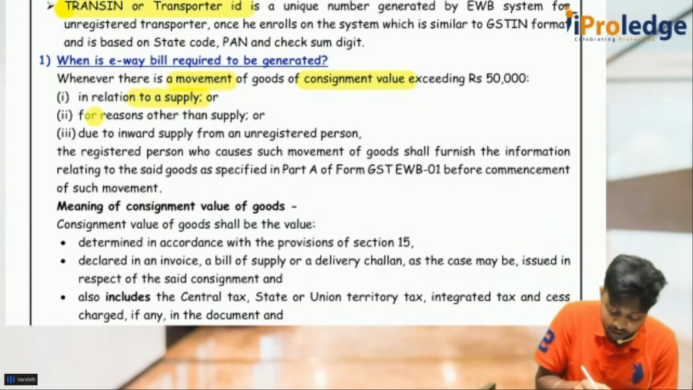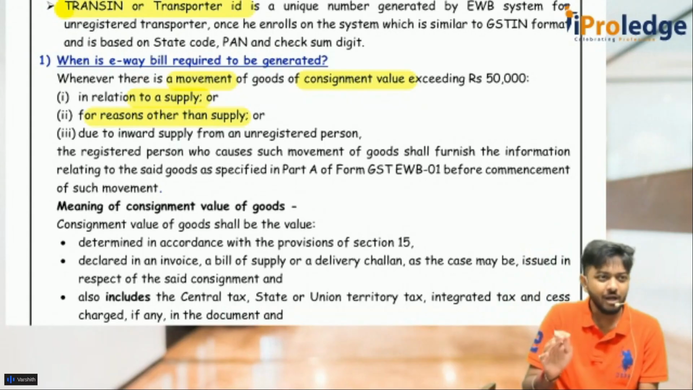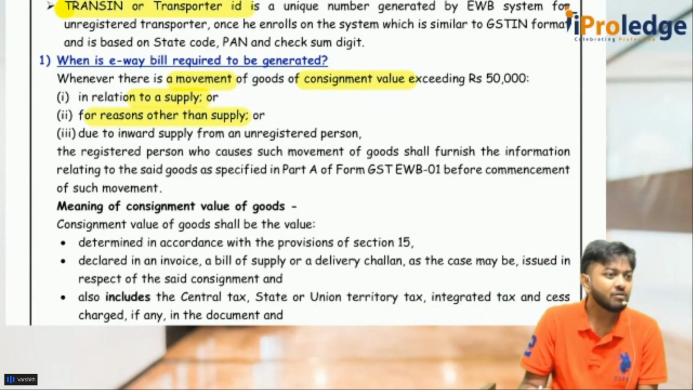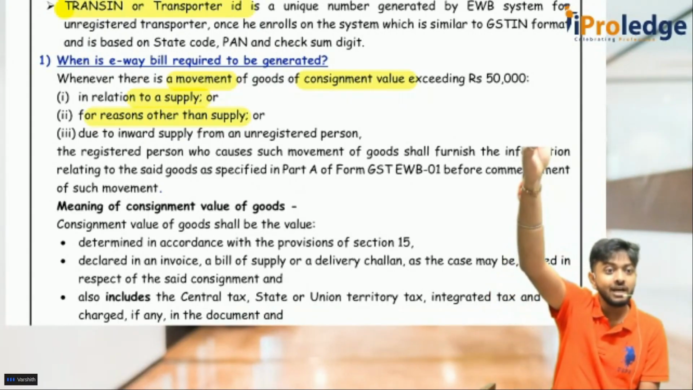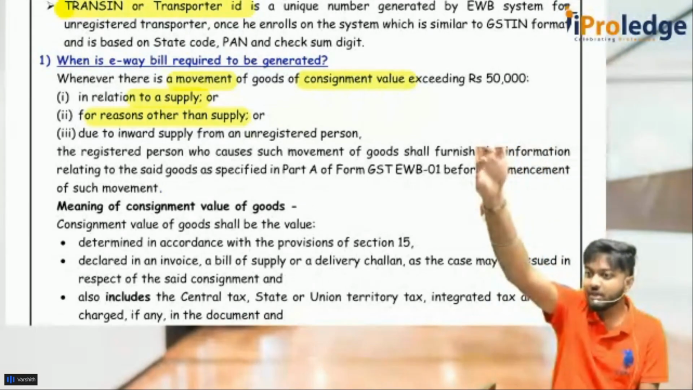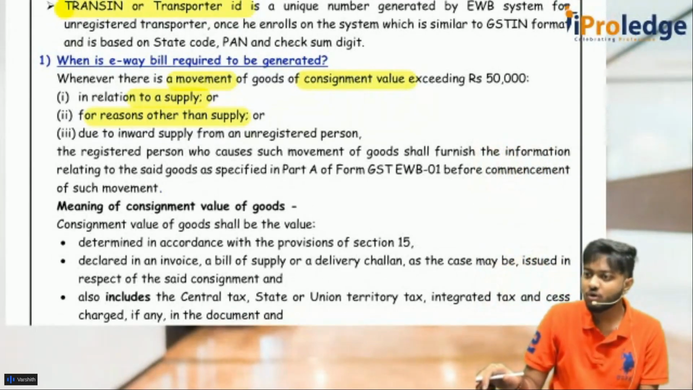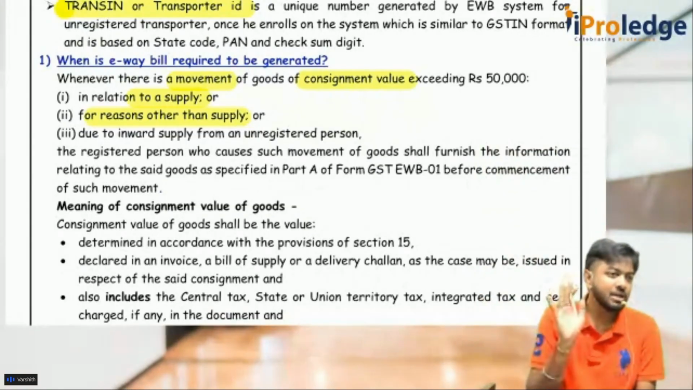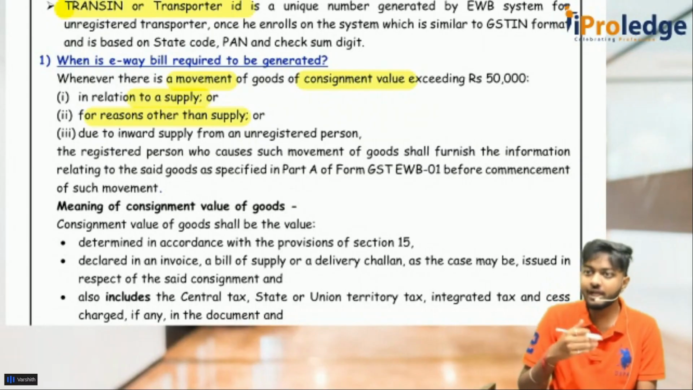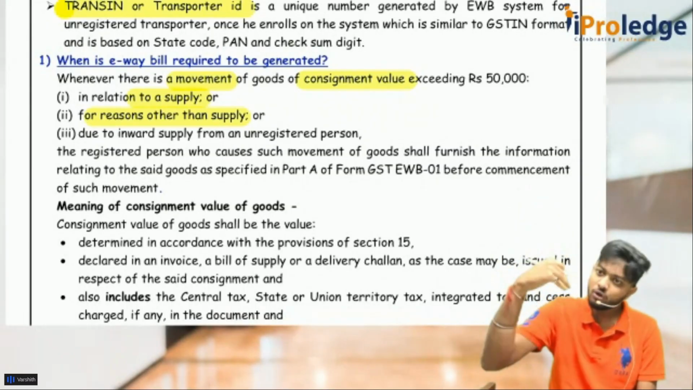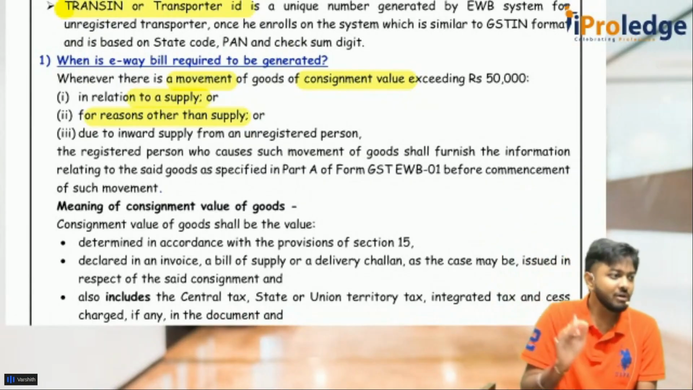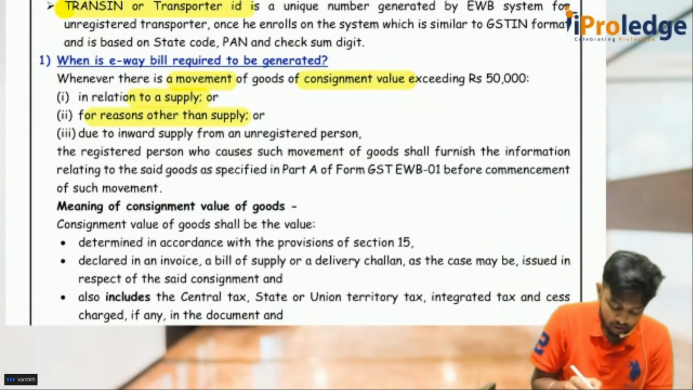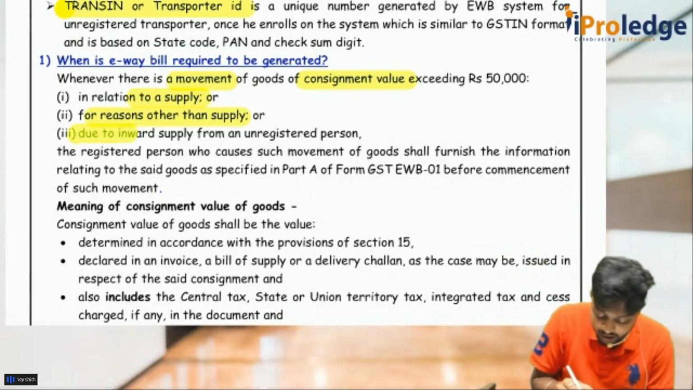In relation to a supply, if the movement is happening, generate an e-way bill. If it is happening for reasons other than supply, where you are not doing any supply but still movement is happening, for example, you remember that artwork exhibition, job work, what is happening there? Supply happens there when the customer accepts or when someone buys the artwork. Till then supply is not happening, only movement is happening. Even then, please generate an e-way bill. To send the goods from your godown to the exhibition, supply is not happening, but goods are moving. Please generate an e-way bill if the value exceeds 50,000. Or due to inward supply from a registered person.